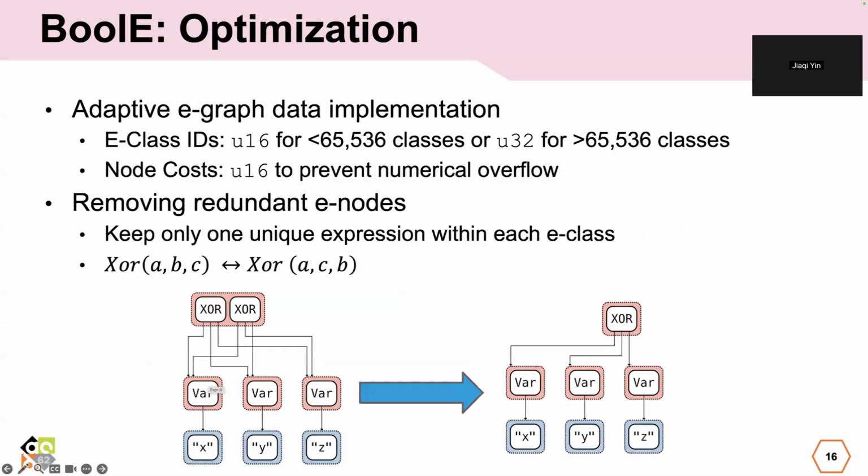Further optimizations in BoolE include an adaptive E-graph data implementation for memory efficiency. Additionally, we remove the redundant E-nodes. We only retain one unique canonical representation per E-class to reduce the memory and the runtime.